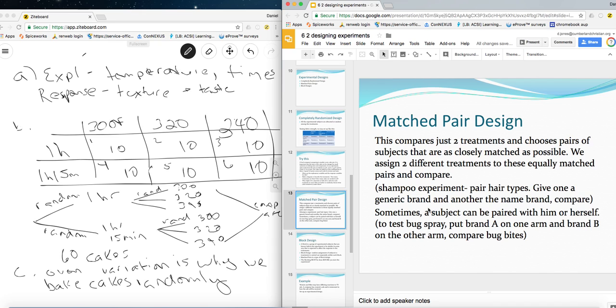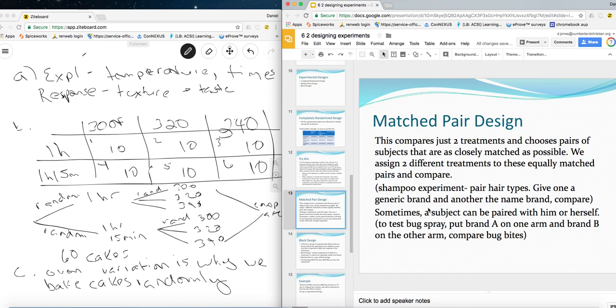Sometimes you can actually be a matched pair with yourself. An example would be if I wanted to see what kind of bug spray worked best. What I could do is spray bug spray A on my left arm and bug spray B on my right arm, and then go out in the middle of summer and see which side gets bitten more. And I could just keep doing that test over and over and flip-flop, and do A on my right arm and B on my left arm the next day, just to make sure the left side of me is not weird or something. But this is called a matched pair with myself.